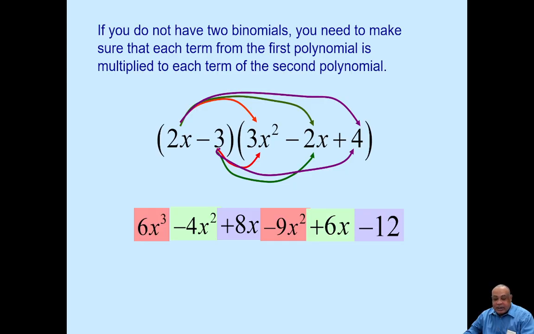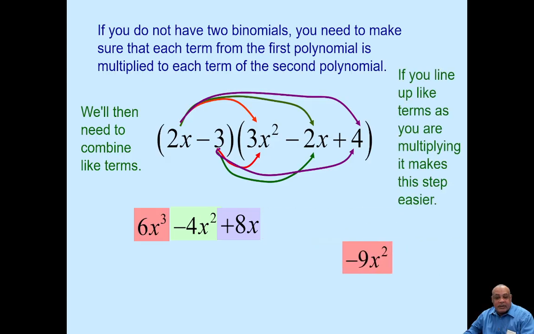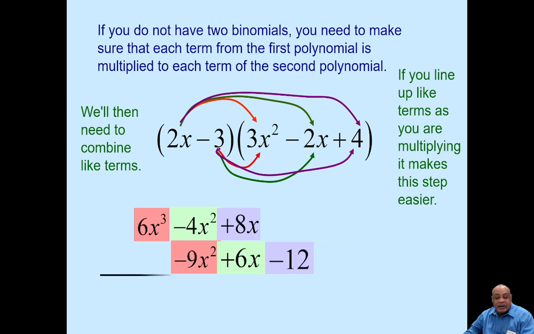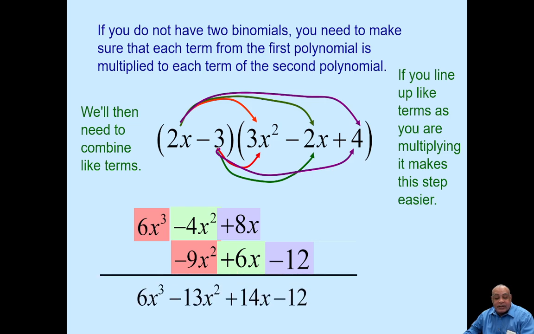That is the end of this presentation. When you combine like terms, what do you end up with? You can add like terms here. 6x to the third minus 13x squared plus 14x minus 12. And that is your final answer there. Okay, and there's our final answer.